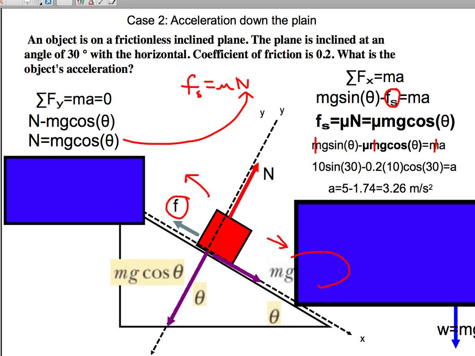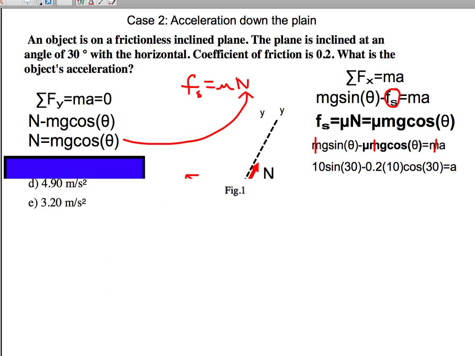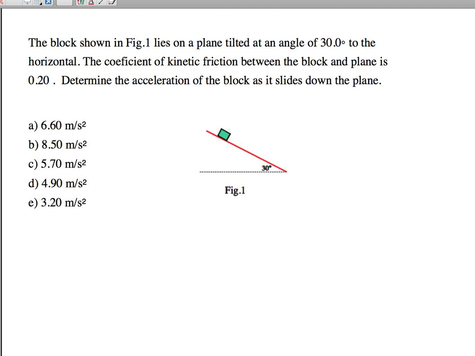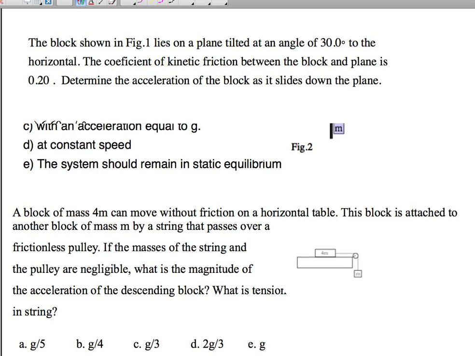So if we go back to the original problem that we had, the correct answer was here. Obviously, this is a little bit off because this uses 9.8 and we use 10, but it's pretty close to the answer that we had.